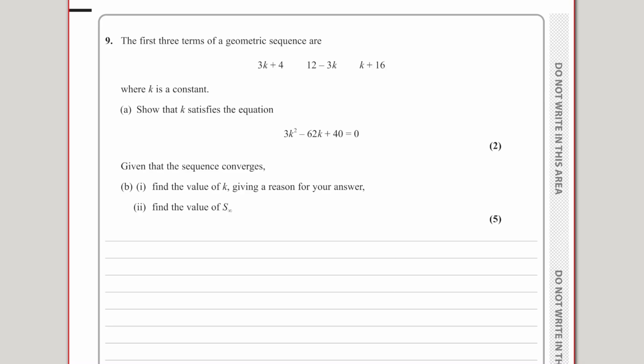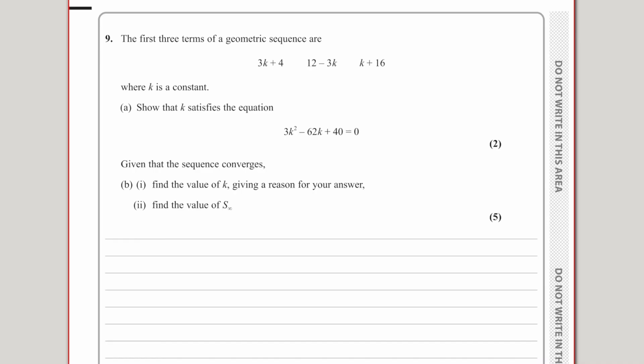Question 9. The first three terms of a geometric sequence are 3k plus 4, 12 minus 3k, and k plus 16, where k is a constant. Show that k satisfies the equation 3k squared minus 62k plus 40 equals 0. So if it's a geometric sequence, that means it's got a common ratio. So the thing you times by to get from one term to the next will always be the same.